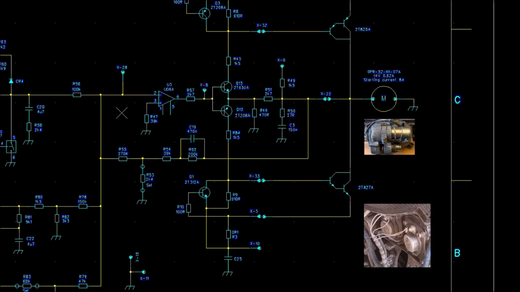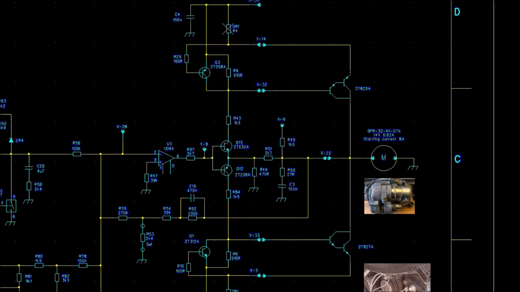This is a classic amplifier. There is a current limitation here using these resistors, this one and this one here. The current limit is approximately 8 amps. It corresponds actually to the starting current of the motor according to the datasheet, 8 amps.